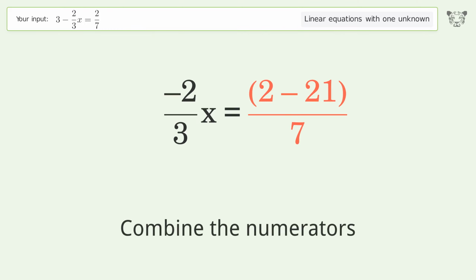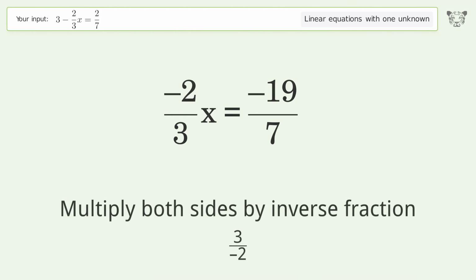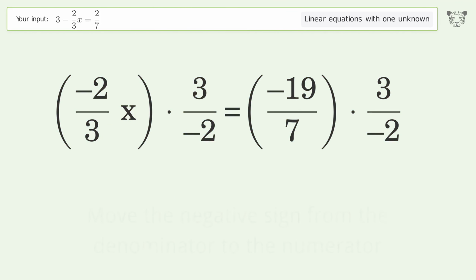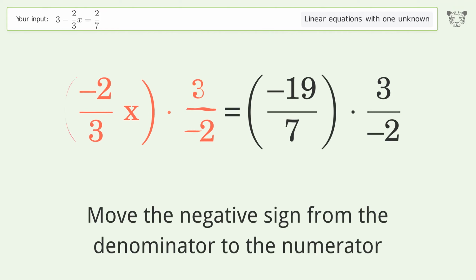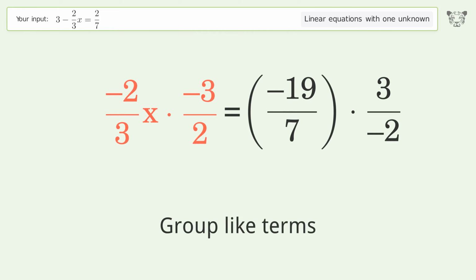Combine the numerators. Isolate the x. Multiply both sides by inverse fraction 3/-2. Move the negative sign from the denominator to the numerator. Group like terms.